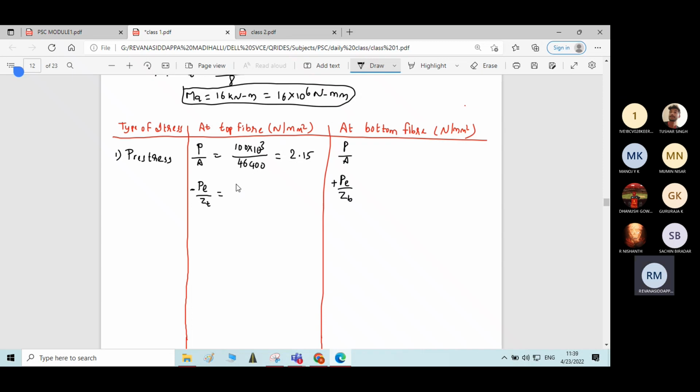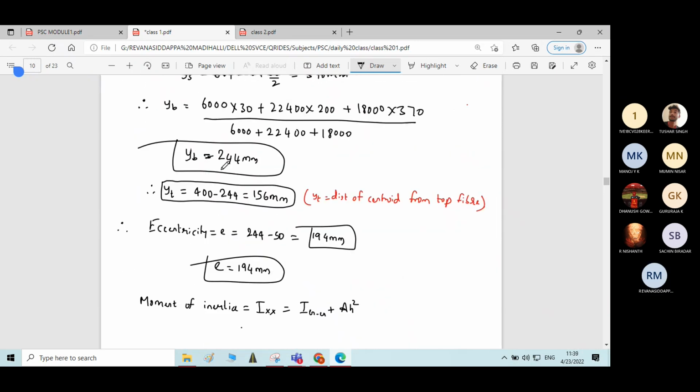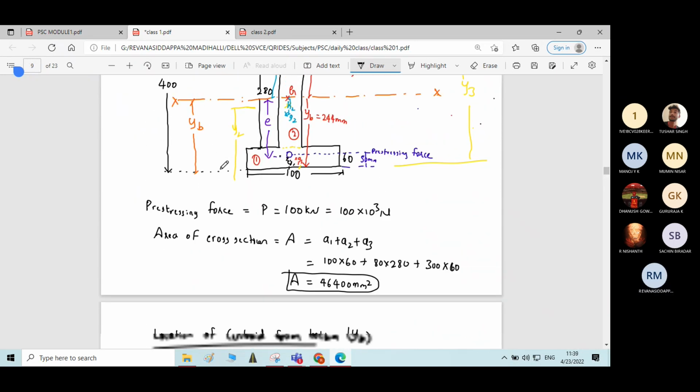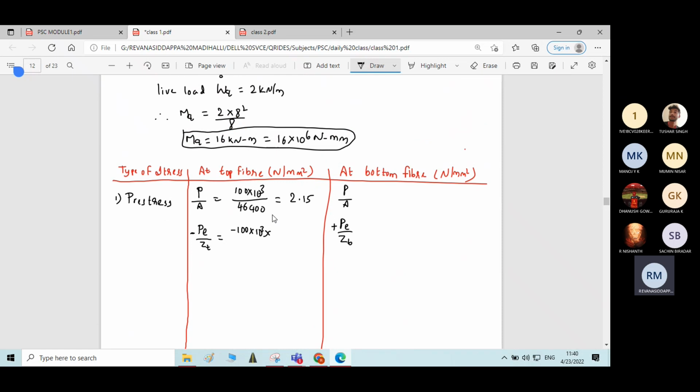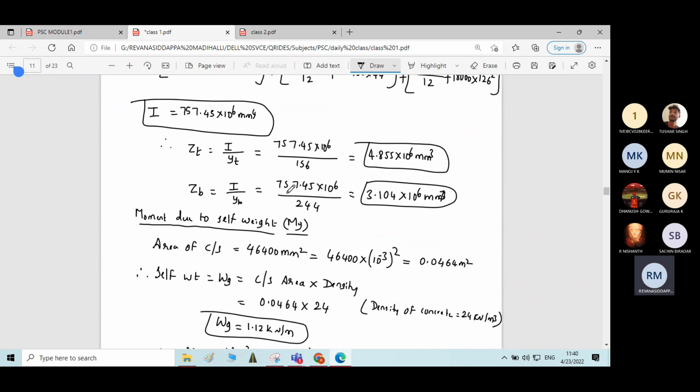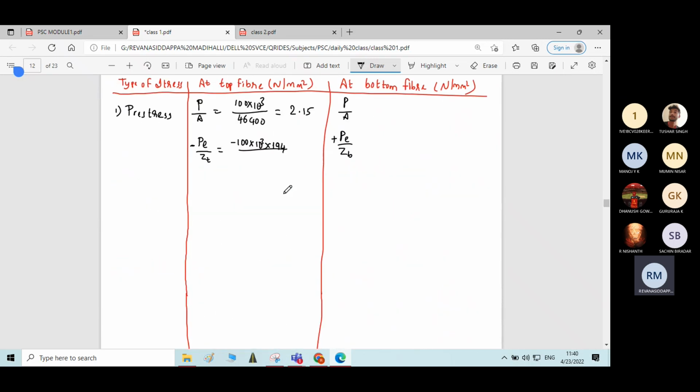Then minus P by ZT, minus 100 into 10 power 3 into eccentricity. How much did we get for eccentricity? At the beginning we have calculated the eccentricity. It is 194 mm, 194 divided by ZT. ZT is 4.855 into 10 power 6. So the answer, if you calculate, will be minus 4.